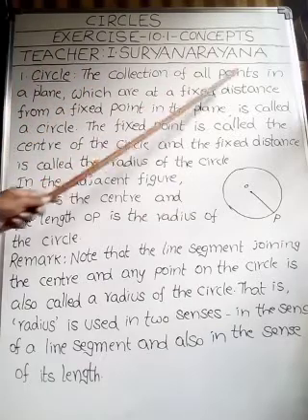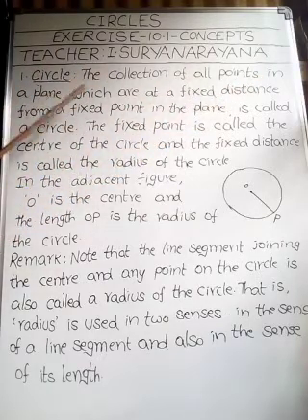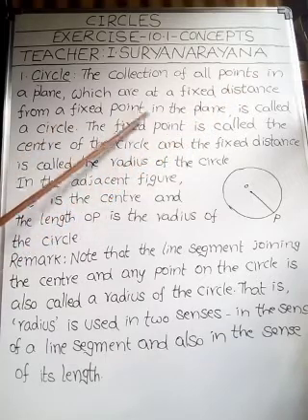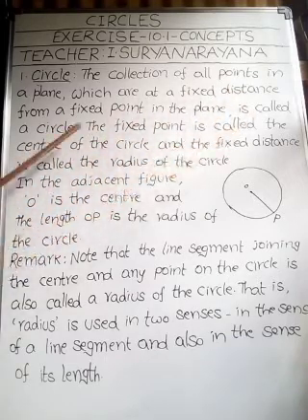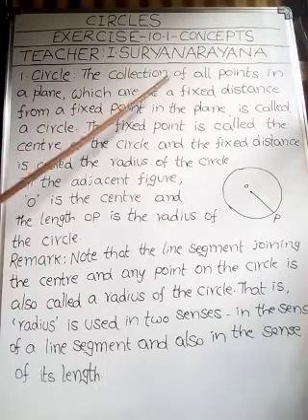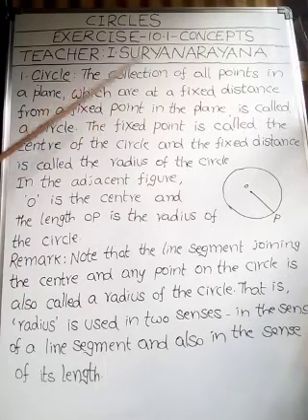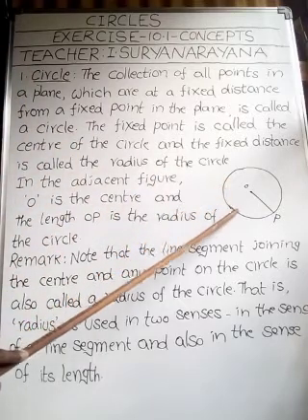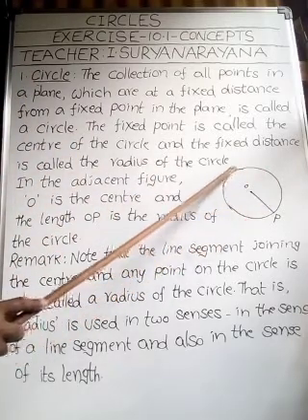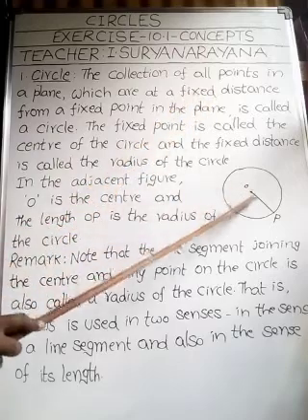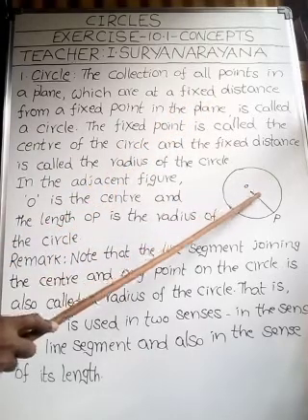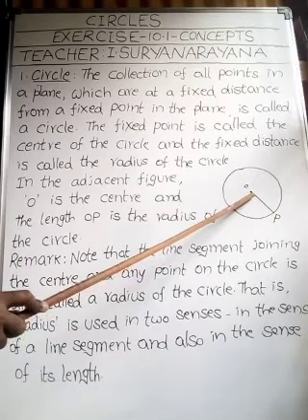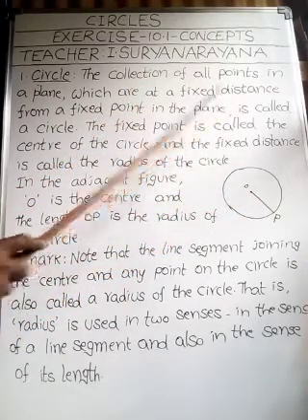The collection of all points in a plane which are at a fixed distance from a fixed point in the plane is called a circle. This is the definition of a circle. Collection of all points in a plane. These are all the points which are at a fixed distance. This is a fixed distance from here to here, from here to here. This is a fixed point in that plane. Okay, my children? In the plane is called a circle.